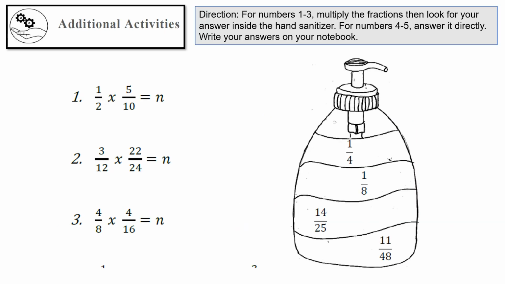For additional activities, for numbers 1 to 3, multiply the fractions, then look for your answer inside the hand sanitizer. For numbers 4 to 5, answer it directly. Write your answers on your notebook. This is number 1. 1/2 times 5/10 equals n. Number 2, 3/12 times 22/24 equals n. Number 3, 4/8 times 4/16 equals n. Find your answers in the sanitizer.